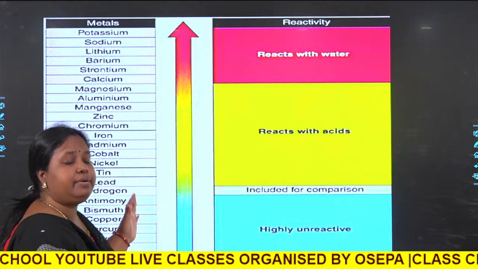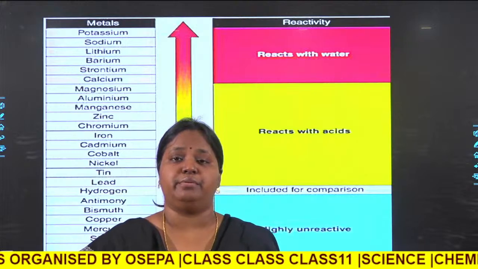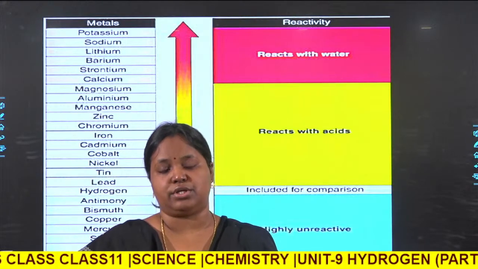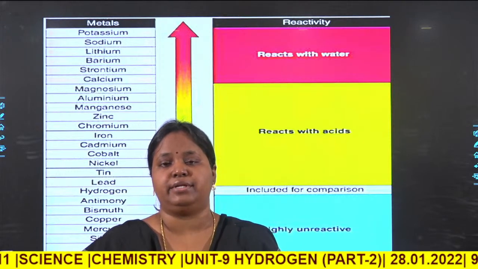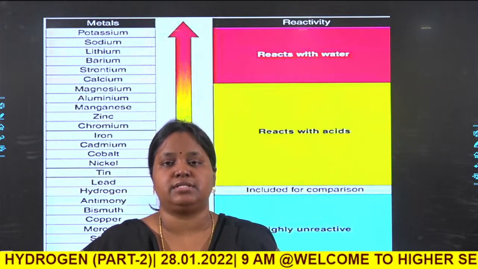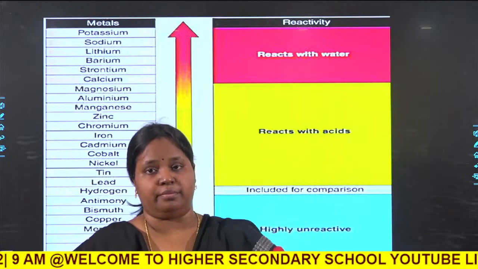This is called the activity series of metals. Dear students, you have to remember this activity series. If you want to do well in inorganic chemistry, do remember the activity series of the metals. What is the activity series of metals? In the activity series, the metals are arranged in decreasing order of their activity.